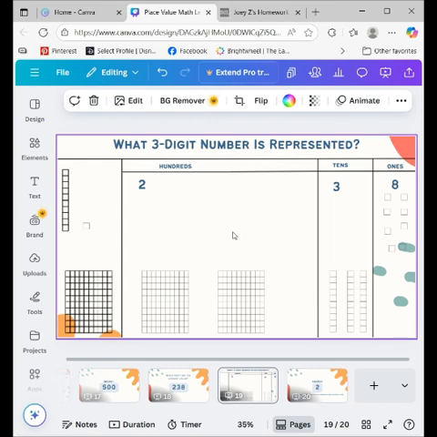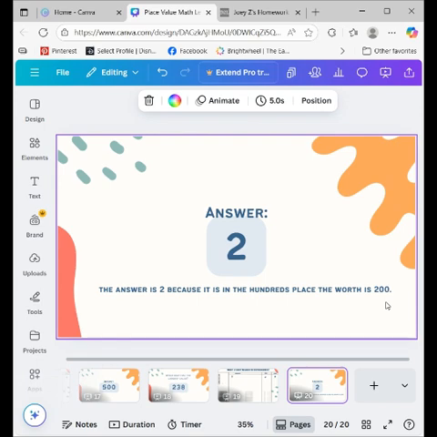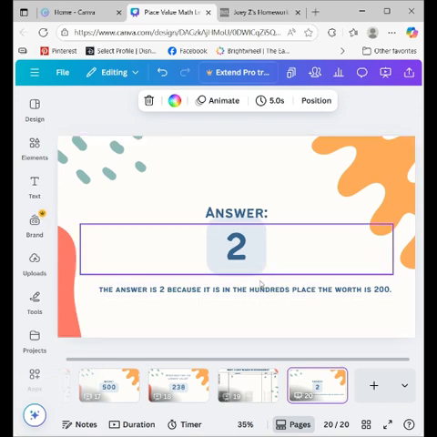So what digit is the largest, though? Because it's not 200. 200's not here. That's just the value of it. Yes, it is 2, because it is in the hundreds place, so the worth is 200. So the value of 2 is 200. So the largest, the one with the most value, is number 2.